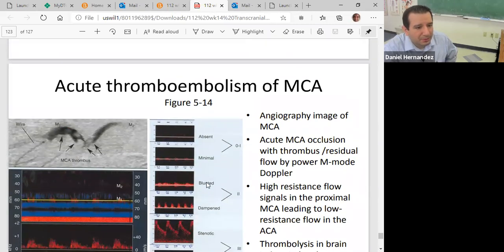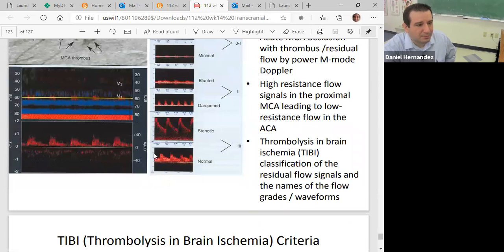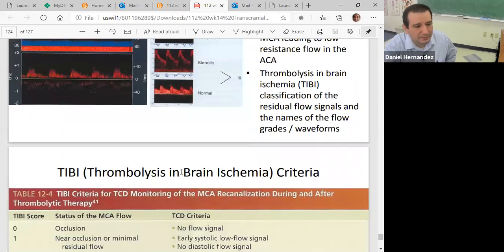Good: absent, minimal. This is an example of a blunted, or dampened, waveform. Blunted would be our tardus parvus waveform with low velocity, but we now have a diastolic component. Our stenotic waveform would be our high velocity, high diastolic component. And this is an example of what our normal waveform should look like.